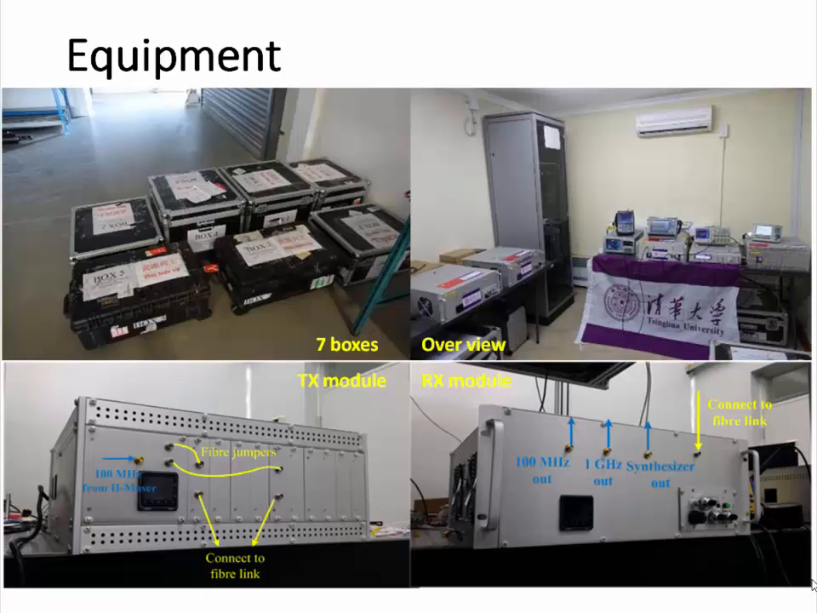We worked on the frequency transmission system, and the equipment was packed in China, then sent to South Africa. This is the transmitter of the frequency dissemination system. It can support 10 channels, which can support 10 receivers in 10 different places. And this is the frequency receiver. It can automatically measure and compensate the phase fluctuation of the fiber link.